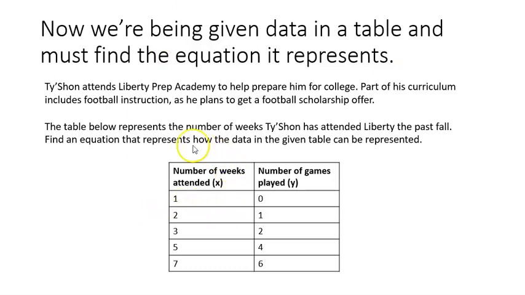So in the first column, this is the X. This is the number of weeks that he's been at Liberty. The second column, the Y, are the number of games that he's played. So the first column is the number of weeks he's been there, and then the Y, the number of football games that he's actually played.